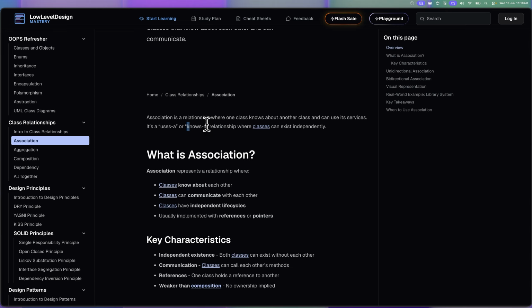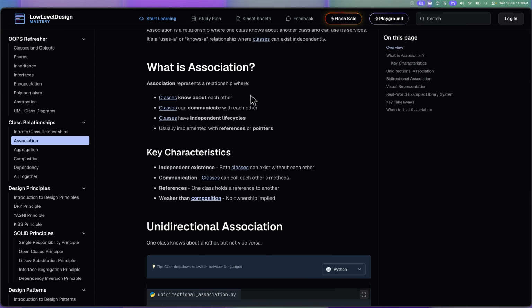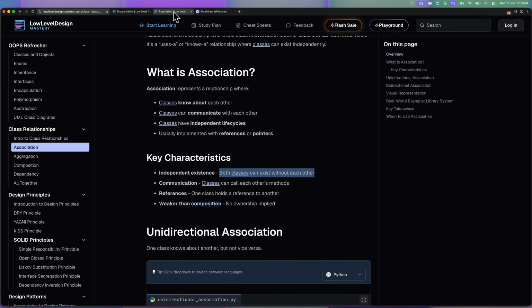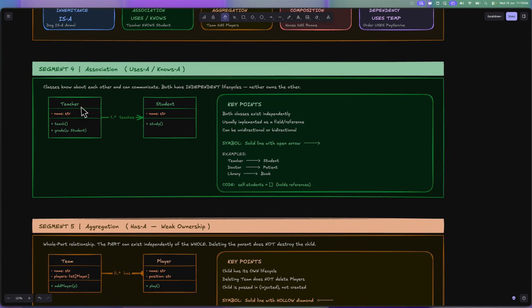Now the important characteristics of association: classes know about each other, we saw this. Classes can communicate with each other, we saw this too. But the third thing is classes have an independent life cycle. That means both classes can exist without each other. This is not a strong dependency. For example, you cannot say that a teacher cannot exist without a student, or a student cannot exist without a teacher. Both classes can exist independently. This is the key characteristic of the association relationship.